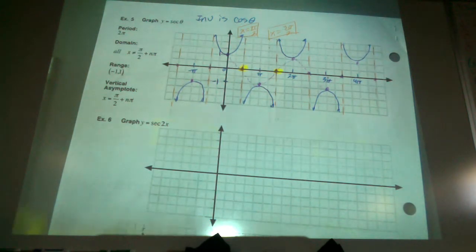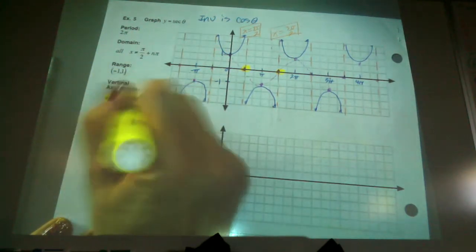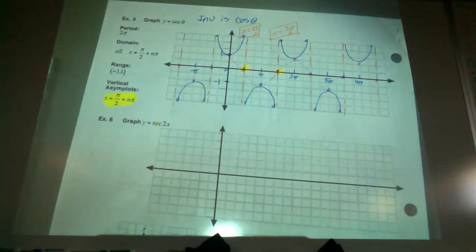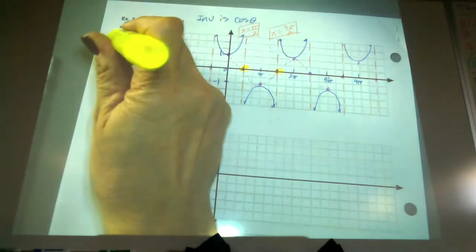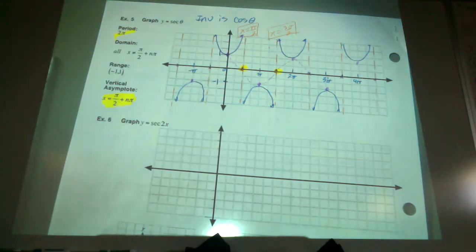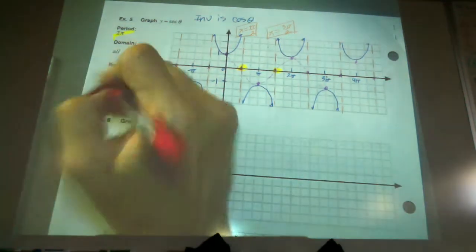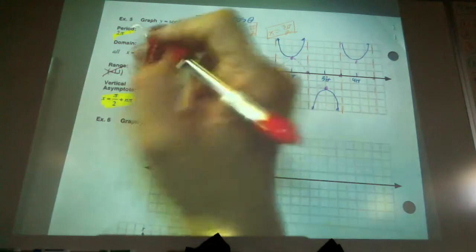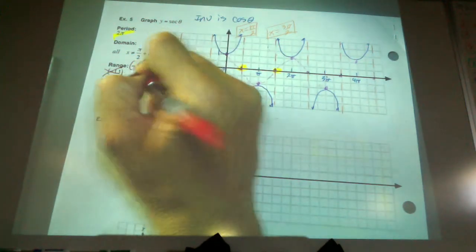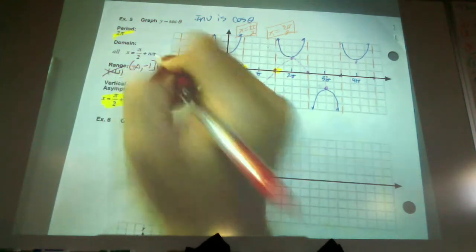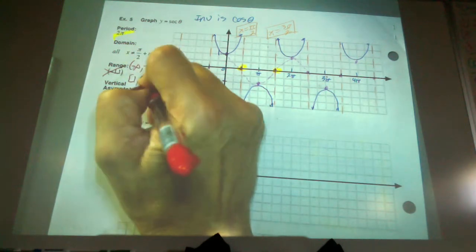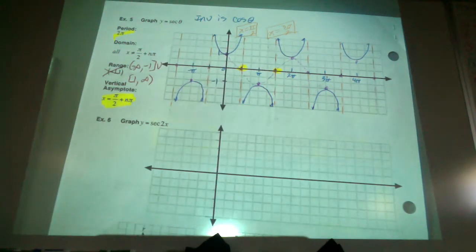So this time, because we're starting our first asymptote at pi over 2, we start at pi over 2 and then add full increments of pi after that. Period is still 2 pi, but our range is wrong. What's the range? It's the same as the last one, right? So negative infinity to negative 1, bracket, union, bracket 1 to positive infinity.